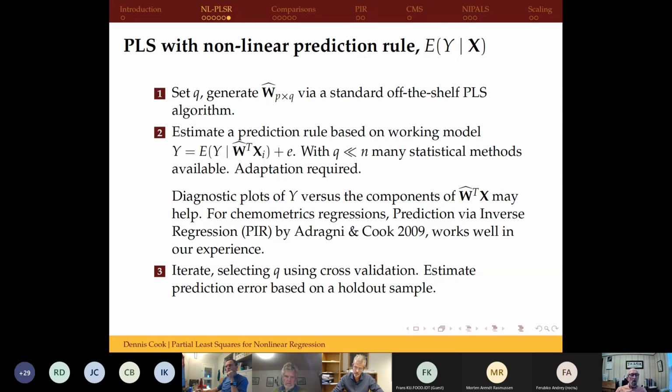So the only change here relative to standard off-the-shelf algorithms is number 2. The point in the algorithm at which they take the reduced predictors, the components, and generate the prediction, that's where adaptation is required. Otherwise, the algorithms can proceed pretty much as they are.